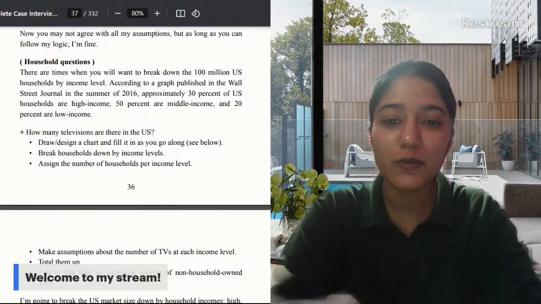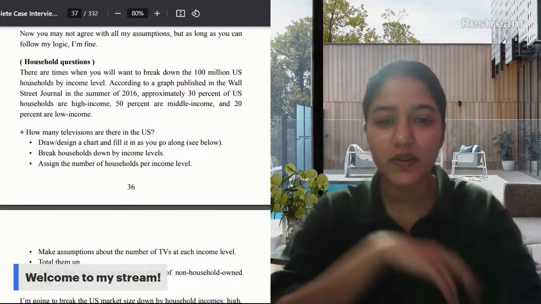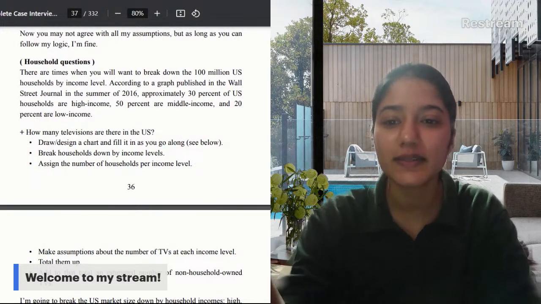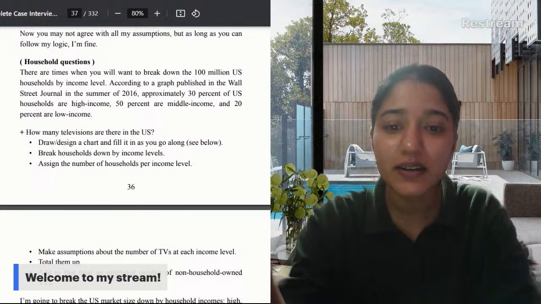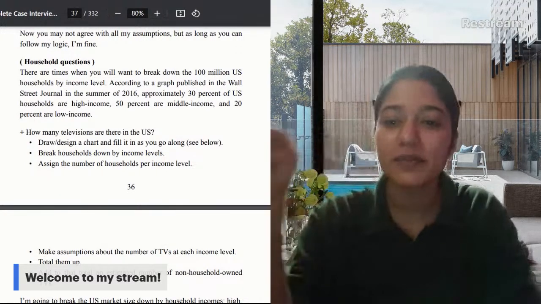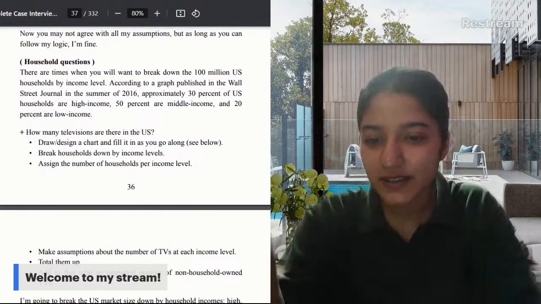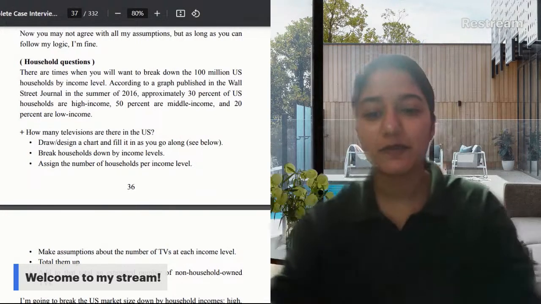There are times when you will want to break down the 100 million US households by income level. So according to a graph published in the Wall Street Journal in the summer of 2016, approximately 30% of US households are high income, 50% are middle income, and 20% are low income. So how many televisions are there in the US? Draw or design a chart and fill it in as you go along.